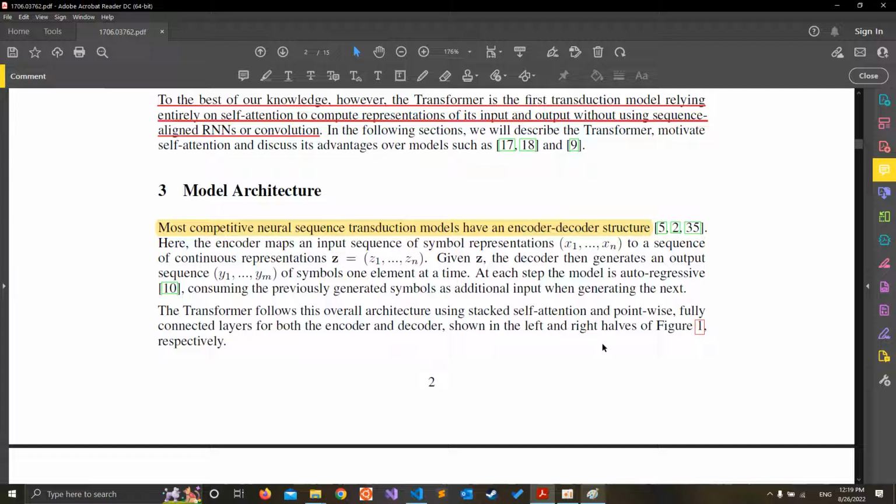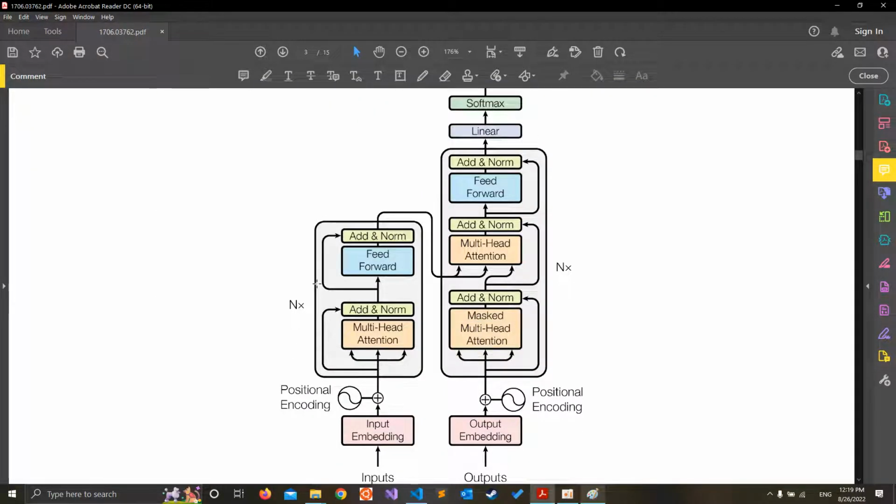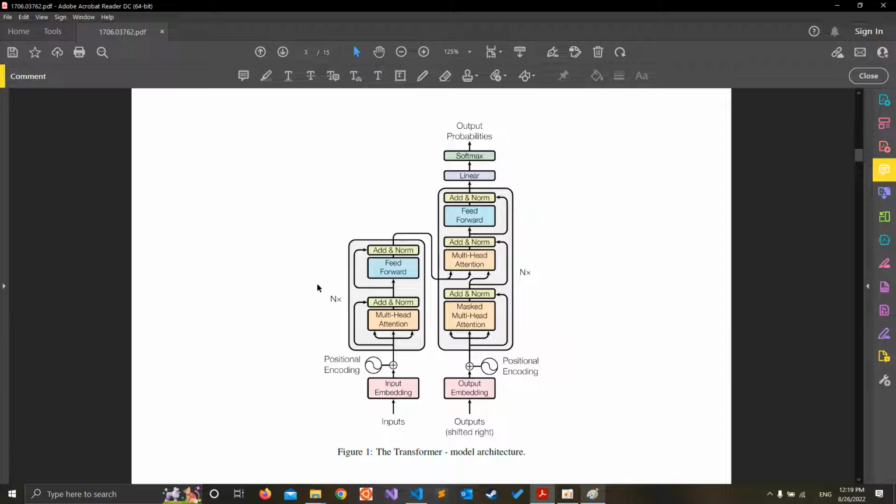The transformer follows this overall architecture using stacked self-attention and point-wise fully connected layers for both encoder and decoder. This is the architecture of the transformer. As I said, they are using the encoder-decoder architecture, but how they are doing that is different from recurrent neural networks. In the transformer architecture, we can see it includes an encoder part and a decoder part, and now we are going to talk about each part here.